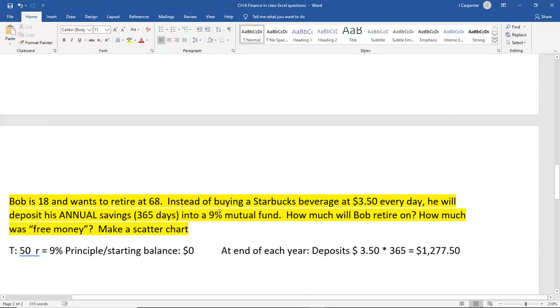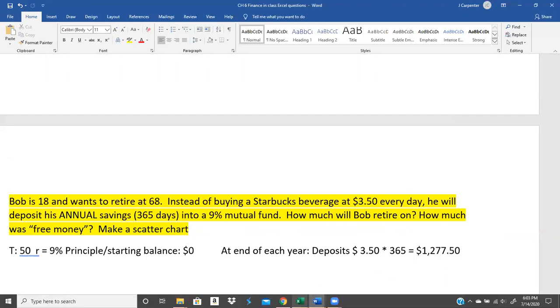and then it's going to sit in there for a year, and then it will accrue 9% interest over a year, and then he's going to dump another $12,750 into the account, and he's going to keep doing that. So he's not just putting money away once, he's going to put money away 50 times. So how much will Bob have to retire on? How much was interest or free money? Make a scatter chart. So at the end of each year, $12,750 is going to be his deposit.